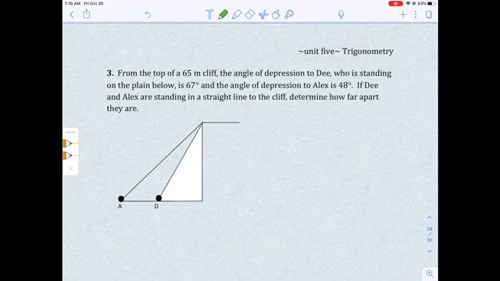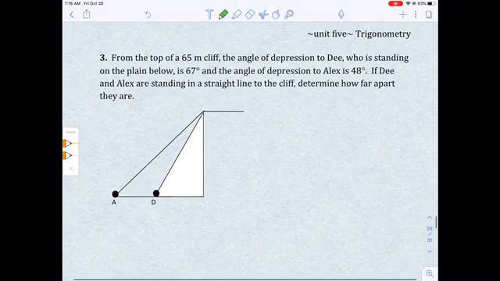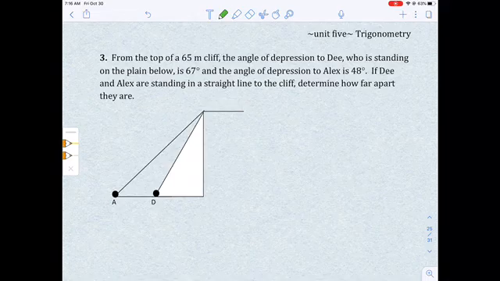Okay, so now for the next question, again, there's this angle of depression. It says from the top of a 65-meter cliff. So this is our cliff, okay? Right here's the cliff. And we've got an angle of depression to D. So D is a person standing there. And the angle of depression to D is 67 degrees. And the angle of depression to Alex is 48 degrees.